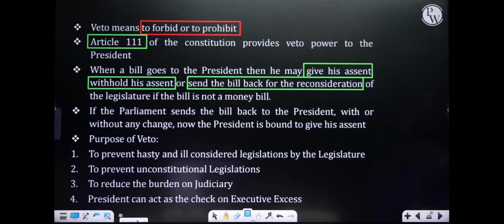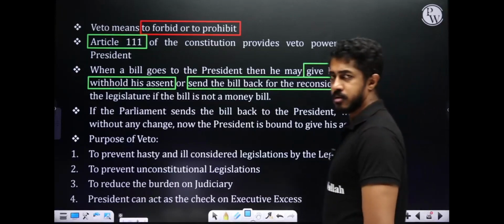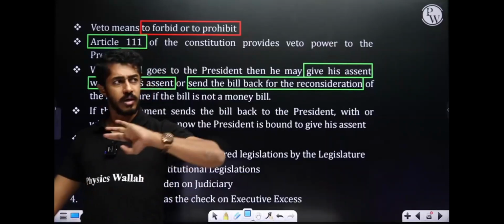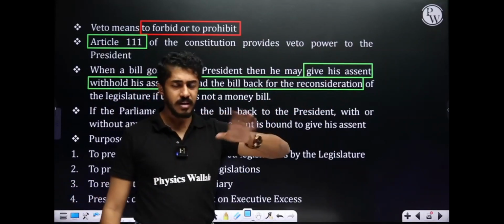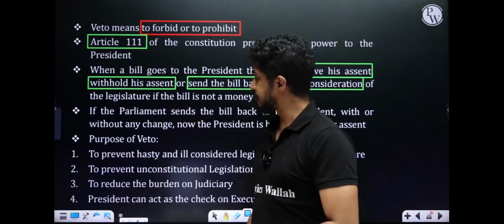If the parliament sends the bill back to the president with or without any change, now the president is bound to give his assent. That means once you can return it. Second time when it comes in, nothing doing, you have to give your assent.